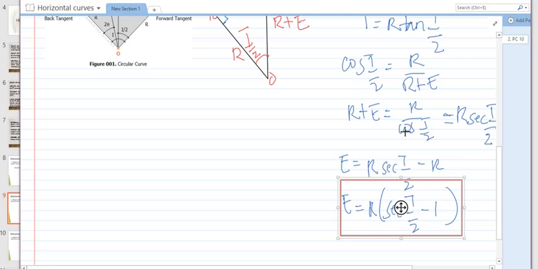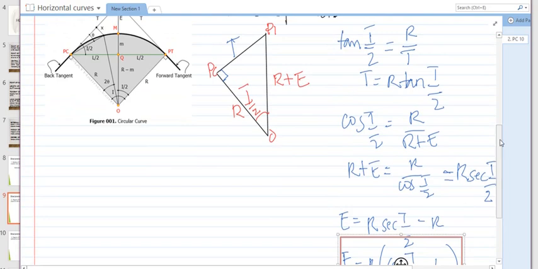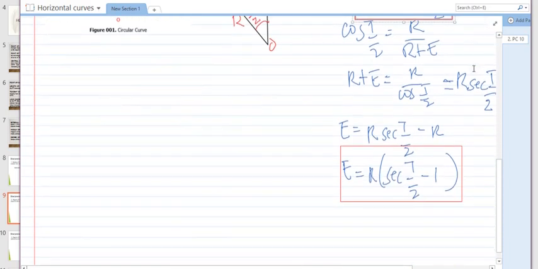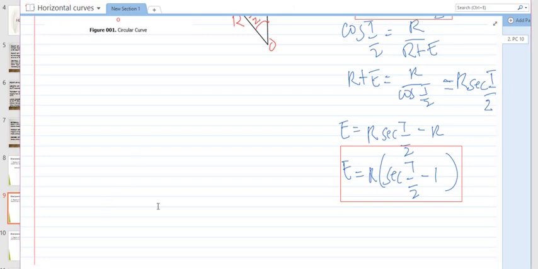This is the formula for E, and this is the formula for T. Or this formula is also known as external secant or exsec I over 2.